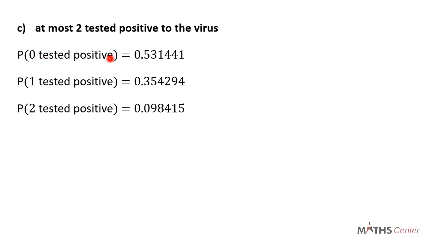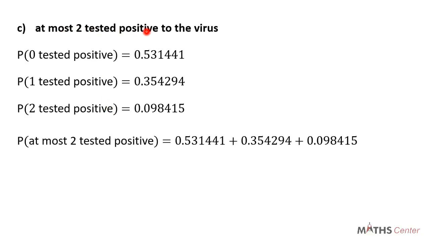So now we have the probability that 0 people tested positive, the probability that 1 person tested positive, and the probability that 2 people tested positive. To get the probability that at most 2 tested positive, we will add these 3 probabilities. When you add them, you have 0.9842. So the probability that at most 2 people tested positive is 0.9842. Let's consider the next question.